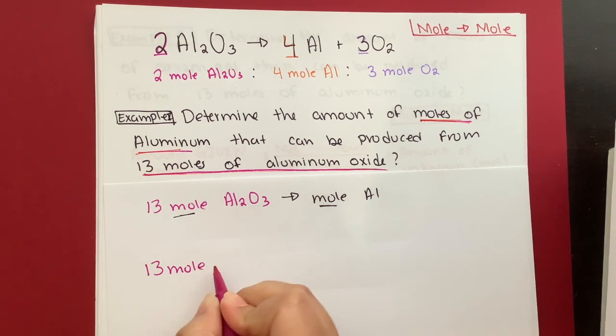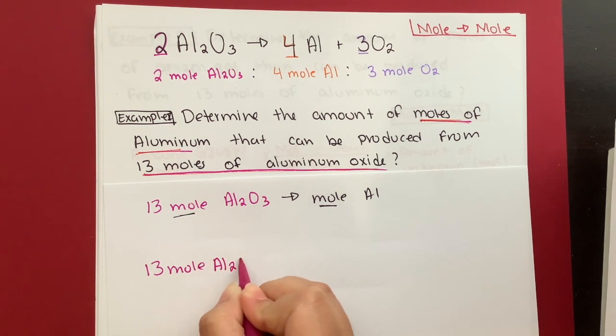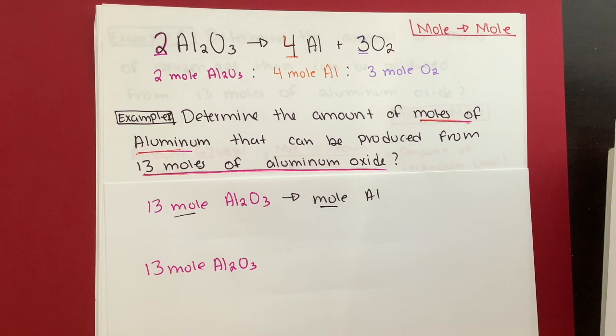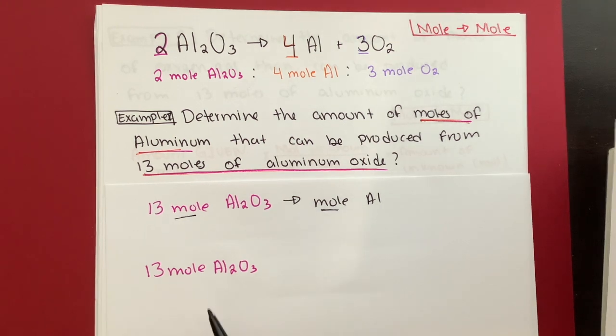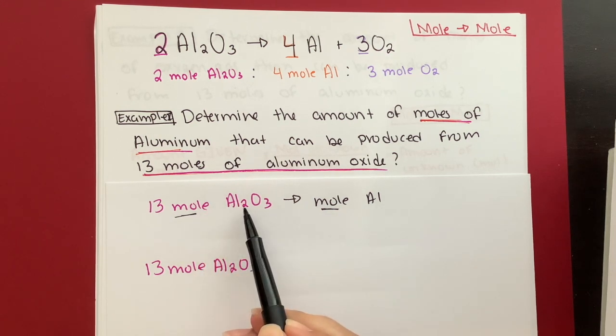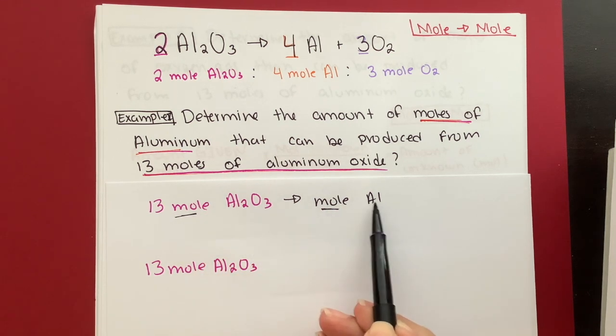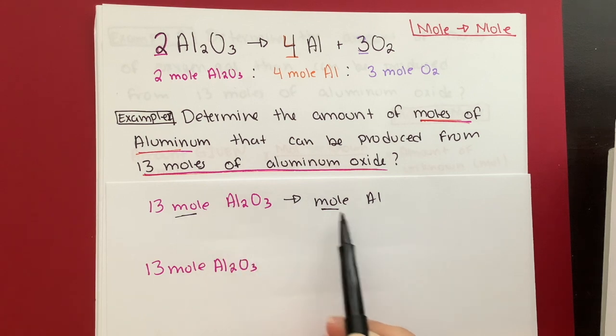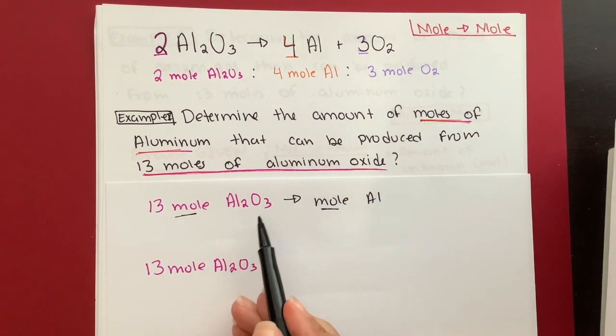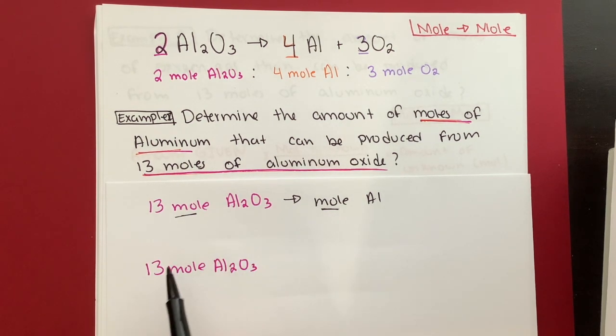moles of aluminum oxide. Okay, I know that we like to take shortcuts, but it is imperative that for these type of problems, we write the number, the unit, and the element or compound we're talking about, especially since we're going to be going from one compound to another. So we're going to have 2 compounds to worry about. So take your time, take the trouble, write everything down. Okay?